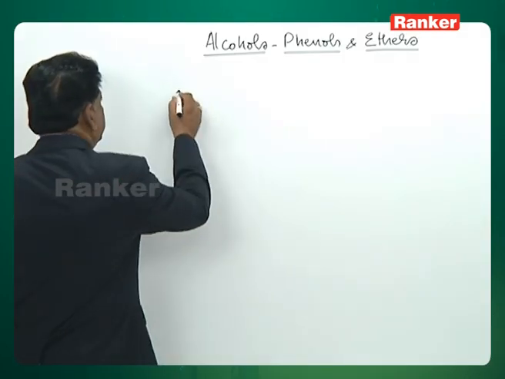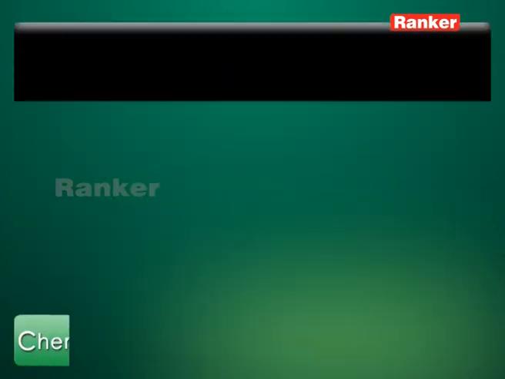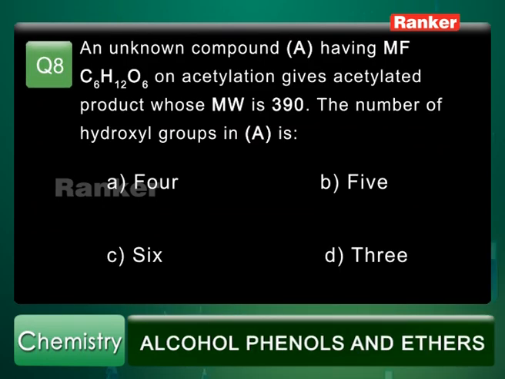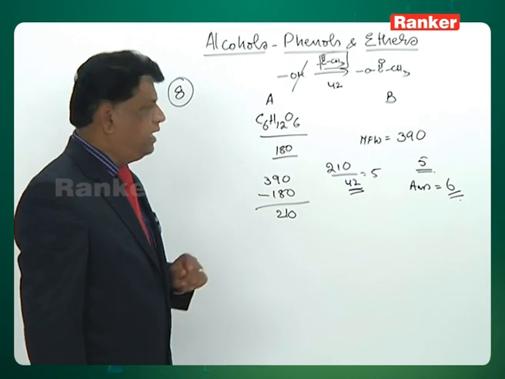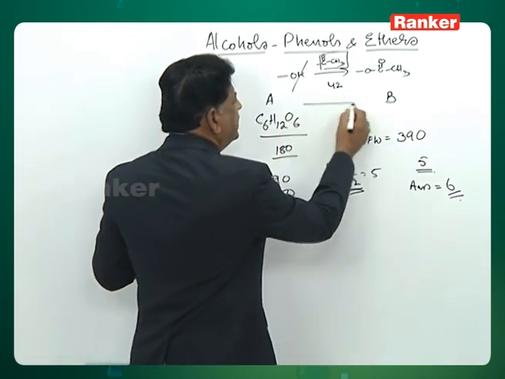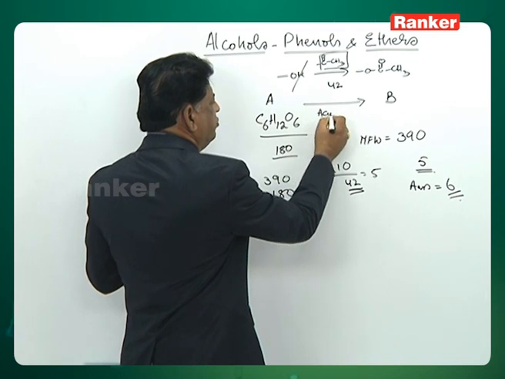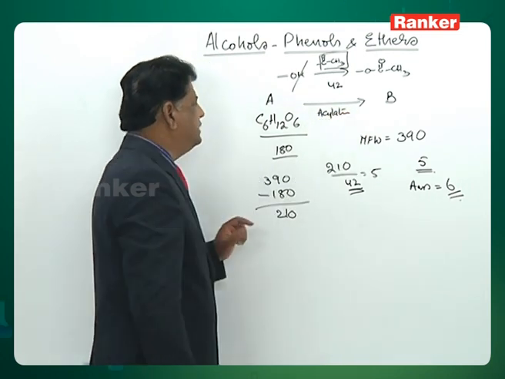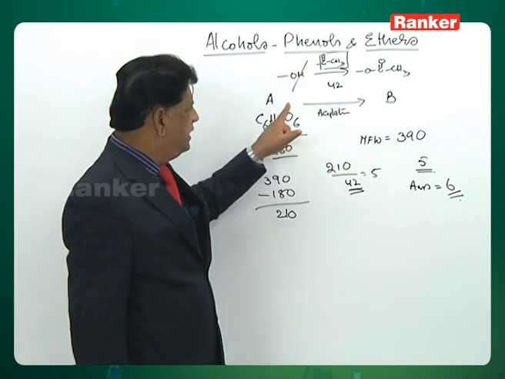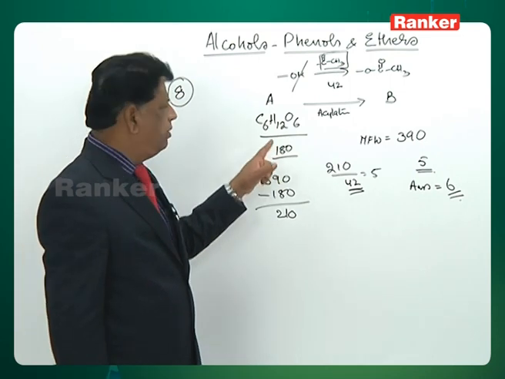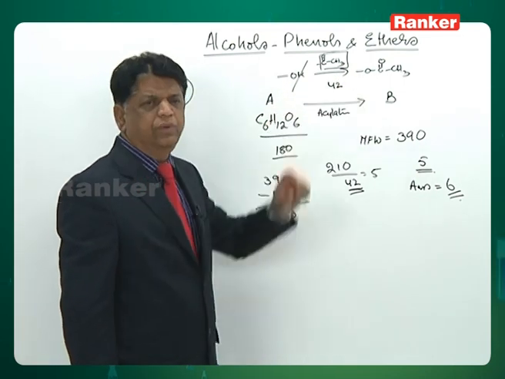So let's go for the 8th question. The question is a little long: an unknown compound A having molecular formula C6H12O6 on acetylation gives an acetylated product whose molecular weight is 390. In this question, an unknown compound A is treated with acetylation. In the acetylation, what happens? All the OH groups become acetylated. He didn't say how many OH groups there are, but you can guess that the hydroxy groups become acetylated.